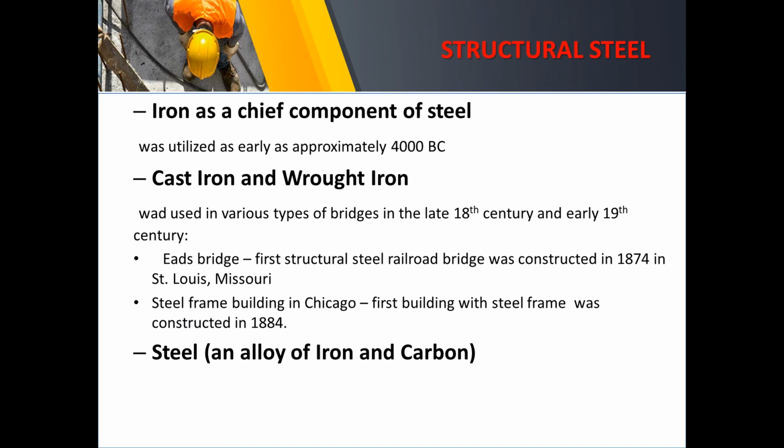And then structural steel has already evolved into steel. This is an alloy of iron and carbon. The carbon component actually tends to increase the strength of the primary material or component of the steel. It was first used in heavy construction in the 19th century up to the present.